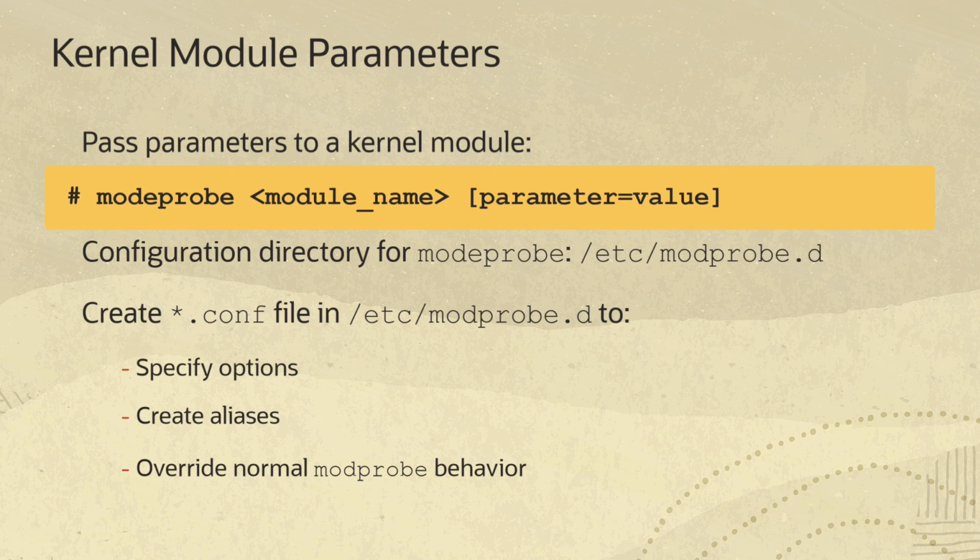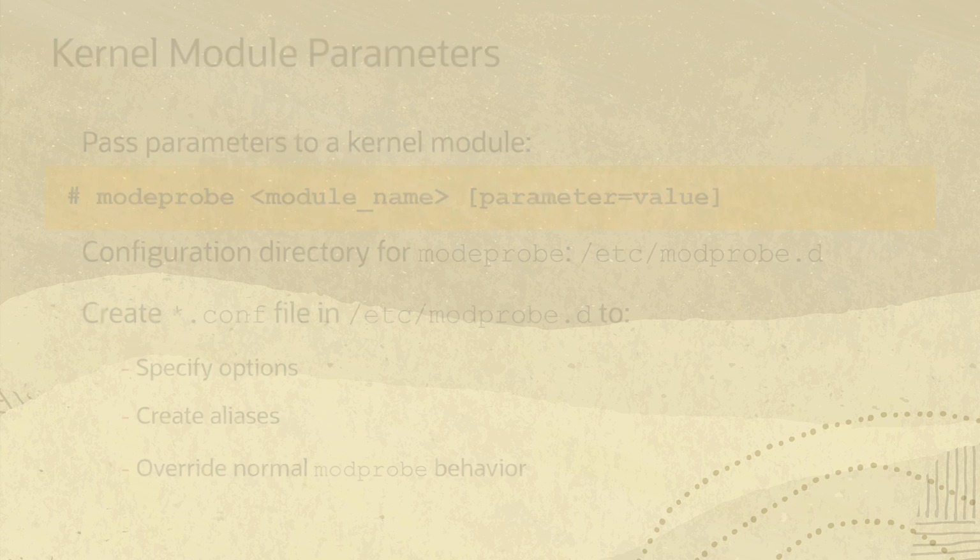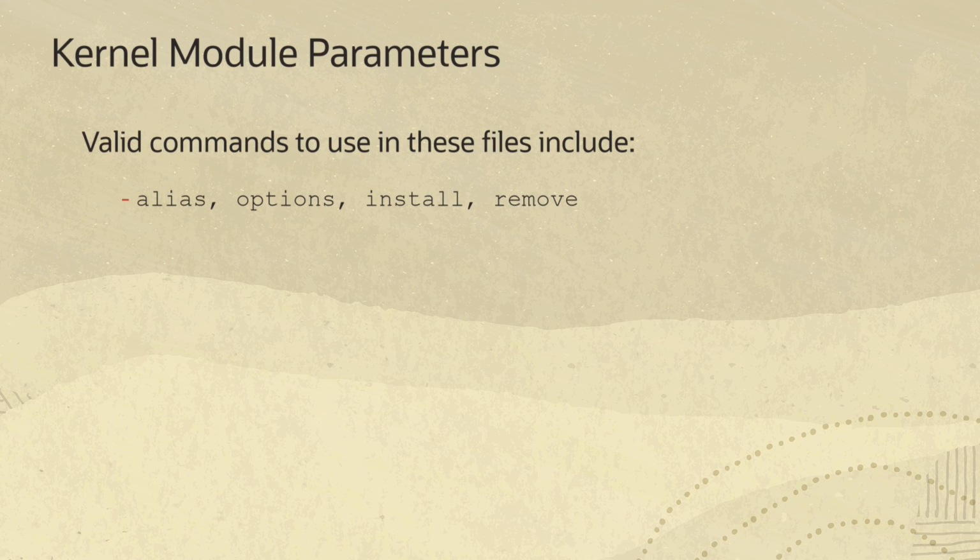The configuration directory for modprobe is /etc/modprobe.d. Files in this directory end with a .conf and are used for the following purposes: to specify options used with kernel modules, to create aliases or alternative names for a module, to override the normal modprobe behavior for modules with special requirements. The format of these .conf files is one command line per line. Valid commands to use in these files include alias, options, install, and remove.